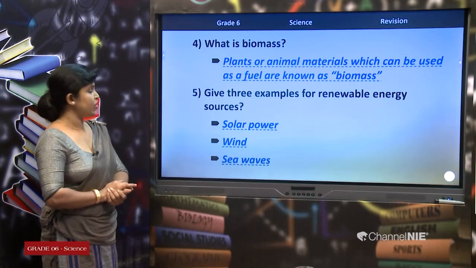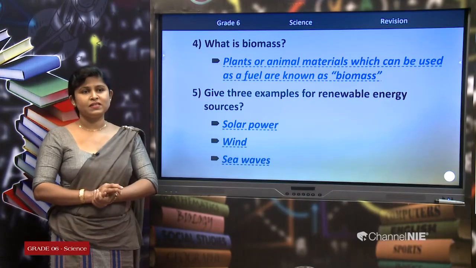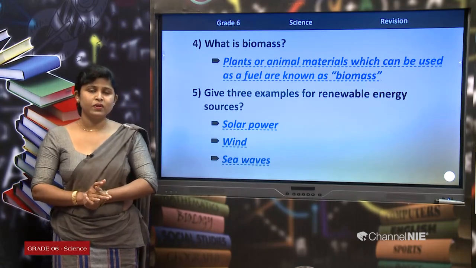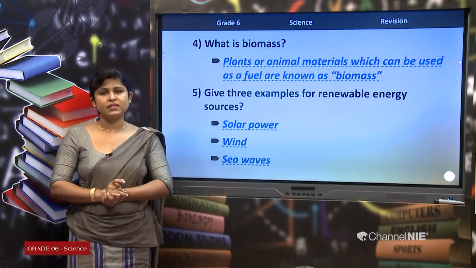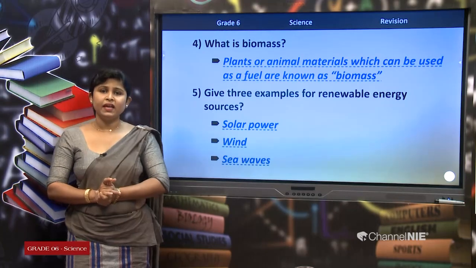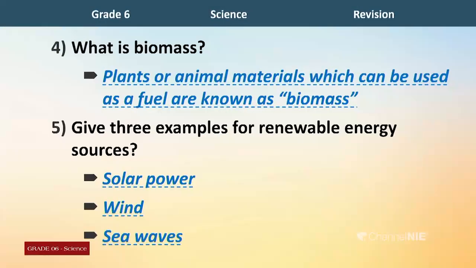Let's have a look at question number 4. What is biomass? You know, coconut shells, hay, and decaying fruits and vegetables are also considered as biomass. Biomass can be used to obtain energy. Plants or animal materials which can be used as a fuel are known as biomass, right?